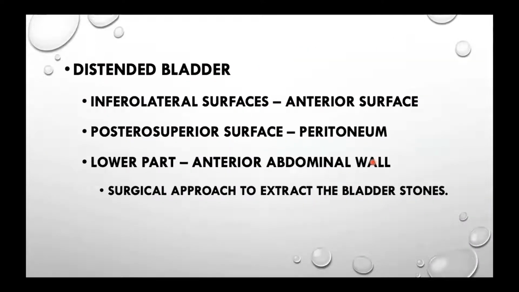In a distended bladder, the inferolateral surfaces will be converted into an anterior surface. Whereas the posterior superior surface will be related with the peritoneum, and the lower part of the whole urinary bladder is coming towards the anterior abdominal wall. This helps for the surgical approach to extract the bladder stones sometimes.